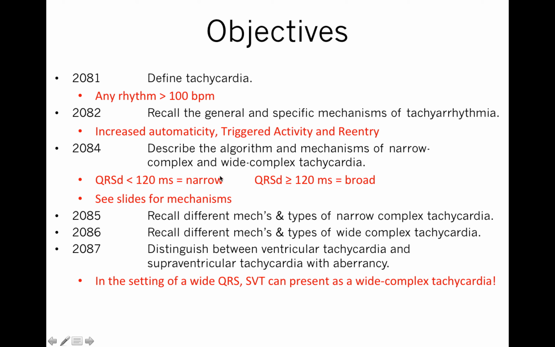If it's less than 120 milliseconds, it must be coming from the atria down a healthy His-Purkinje system. If it's more than 120 milliseconds, it's either coming from the atria down the His-Purkinje system in an abnormal way, so you get a wide QRS, or it's coming from the ventricles. We also discussed the different mechanisms and types of narrow and wide complex tachycardias.